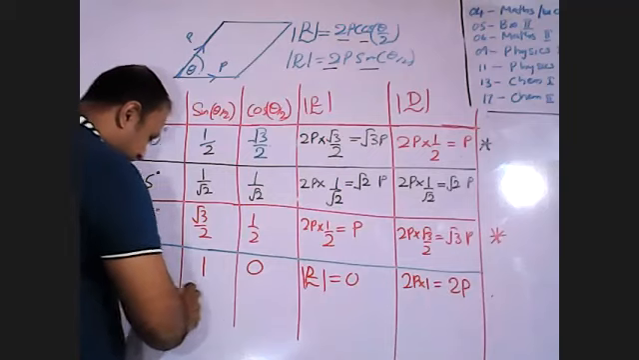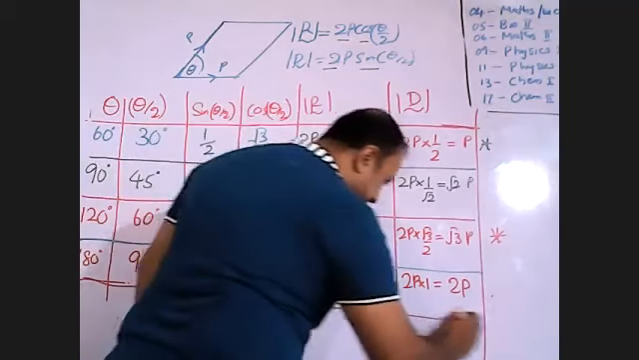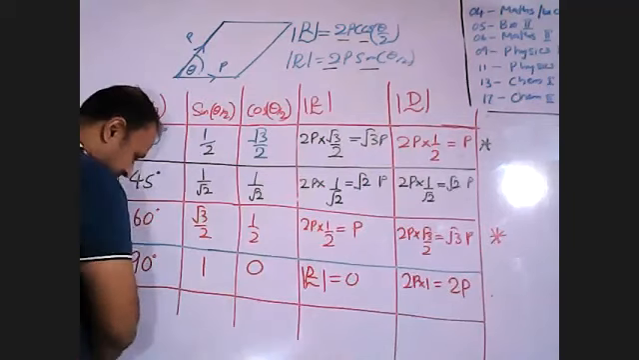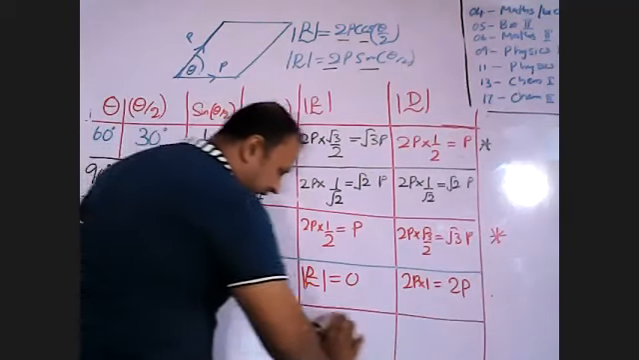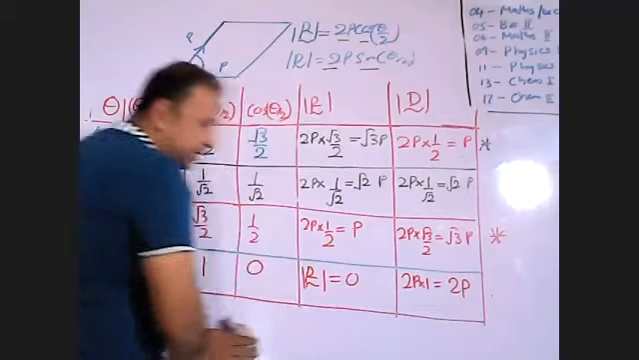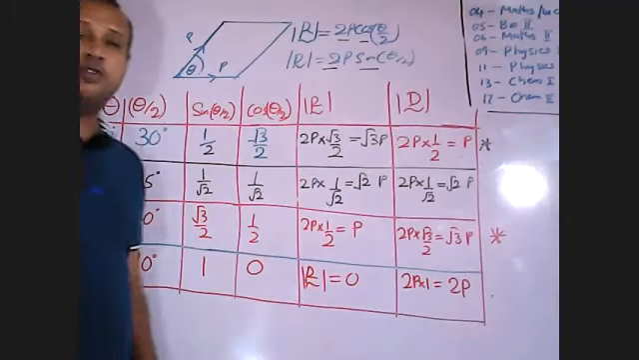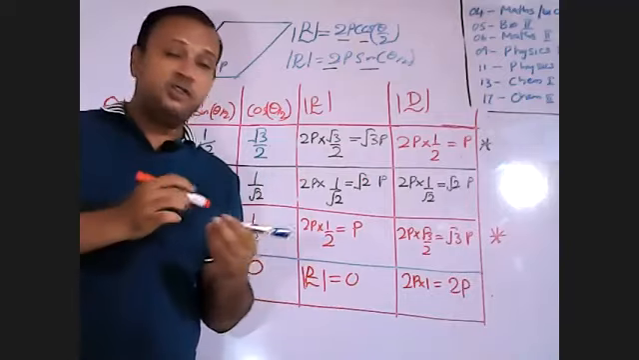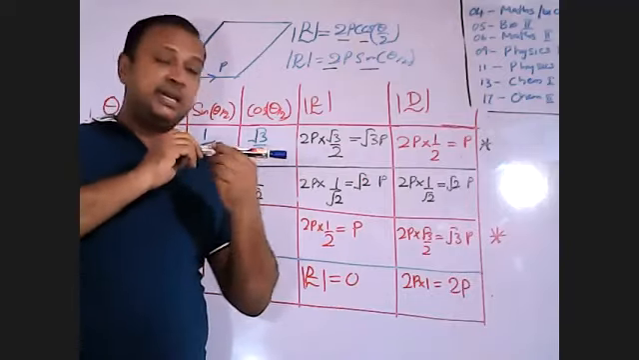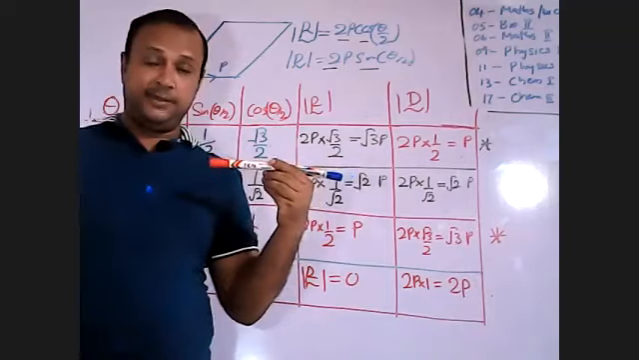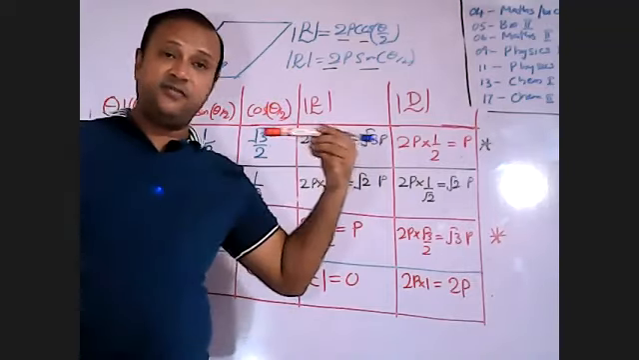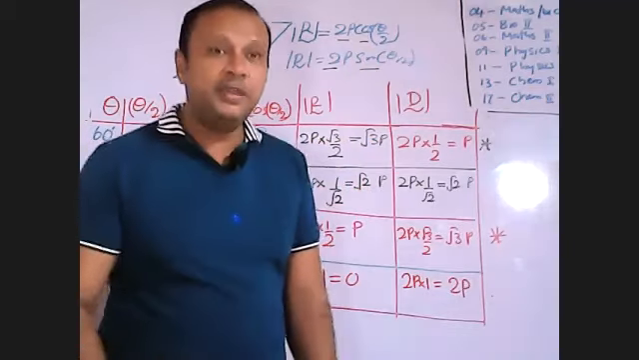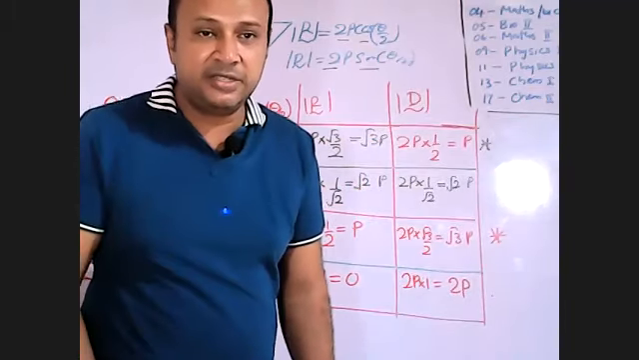The answer is 2p. What does that mean? If there are two equal vectors acting at 180 degrees to each other, the resultant force will be 0. The difference will be 2 times one vector.